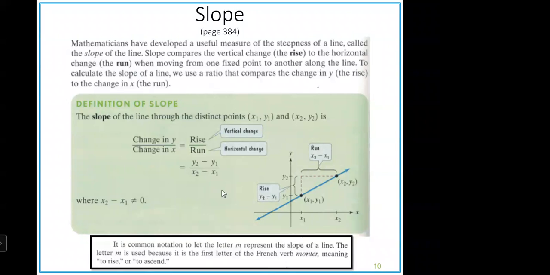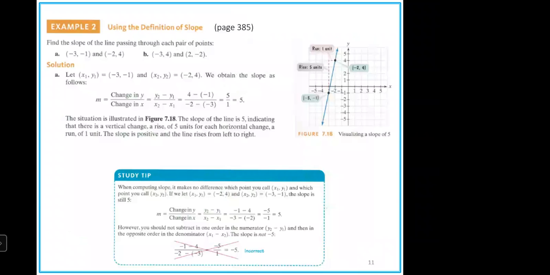Meaning to rise or to ascend. So let's look at an example here, page 385 of your book. It says, find the slope of the line passing through each pair of points. We have the first pair: -3, -1 and -2, 4. And the second pair is -3, 4 and 2, -2.